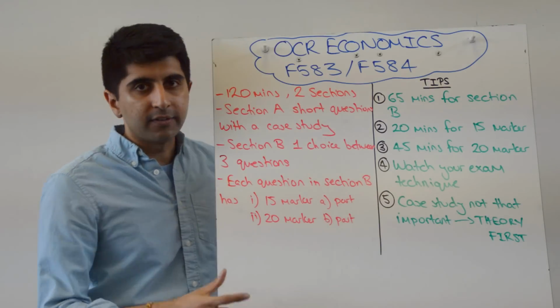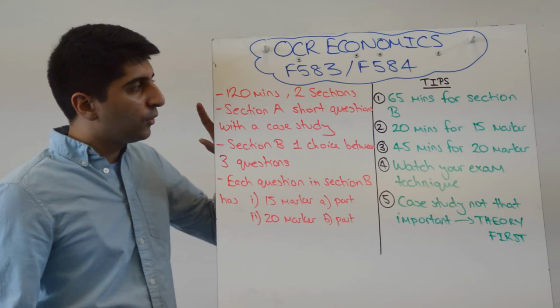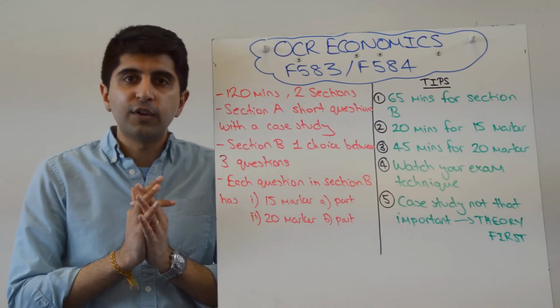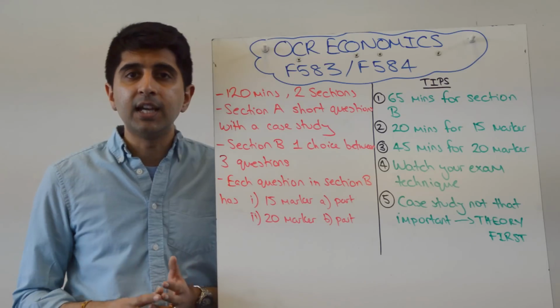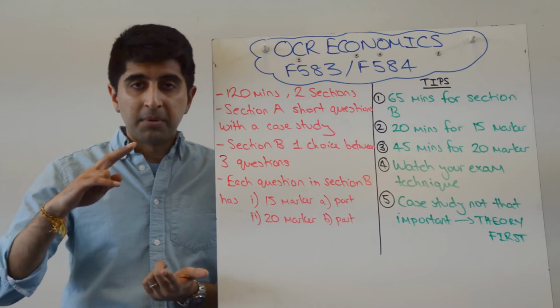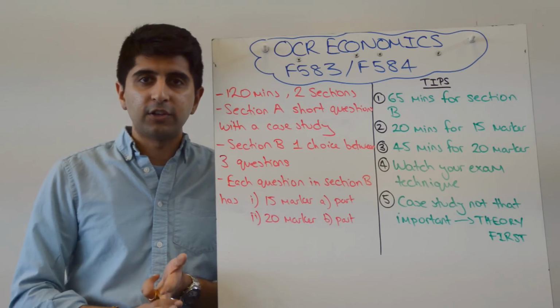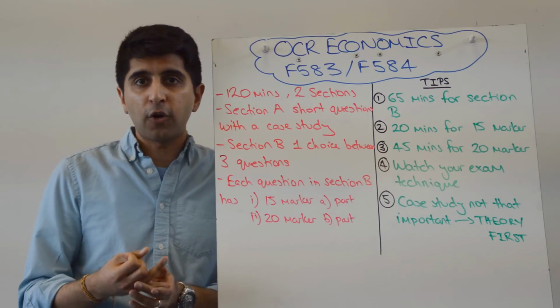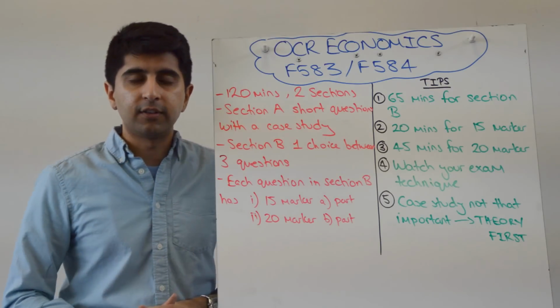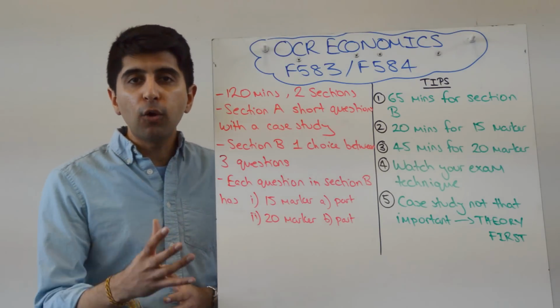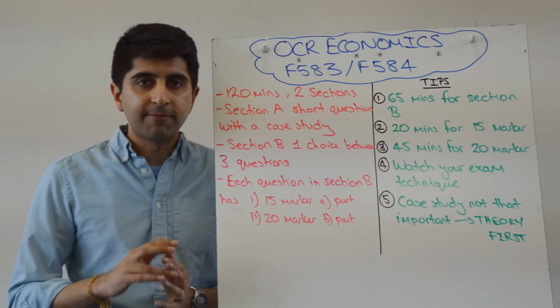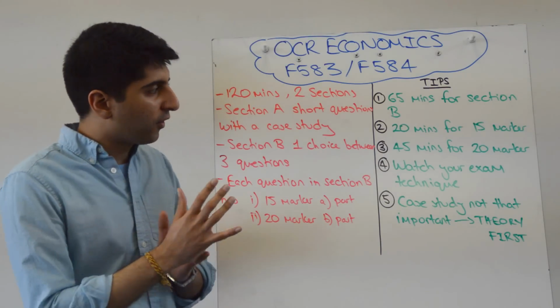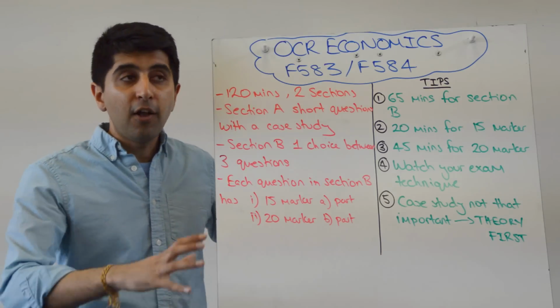There are two sections, a section A and a section B. Your section A is going to feature lots of different short questions, a variety of short questions. They could be analyze questions, explain questions, state and explain questions, state or list, discuss, comment. All sorts of short questions can come in section A, but they'll all be worth together 25 marks. Alright, that's it. So a variety of short questions in section A with a case study.